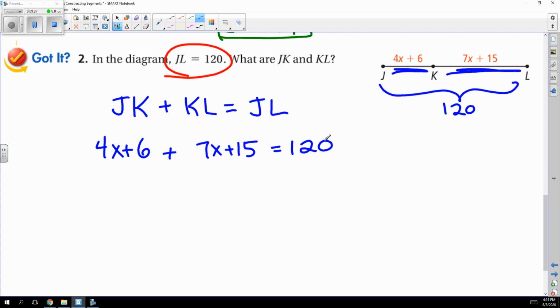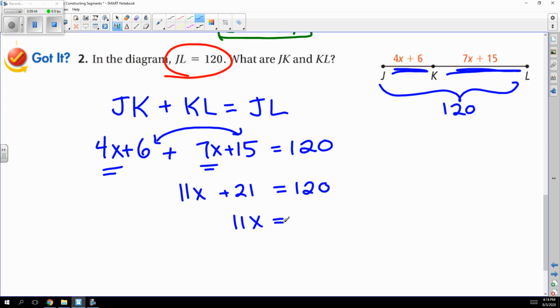All right, so I'm going to combine like terms. 4x and 7x is 11x. And then 6 plus 15, that's going to be 21, is equal to 120. And then I want to subtract 21, so 11x is equal to 99, and x is equal to 9. Are we done? We think we're done.